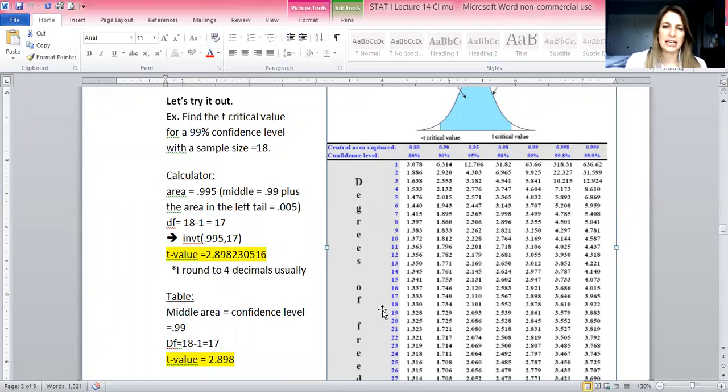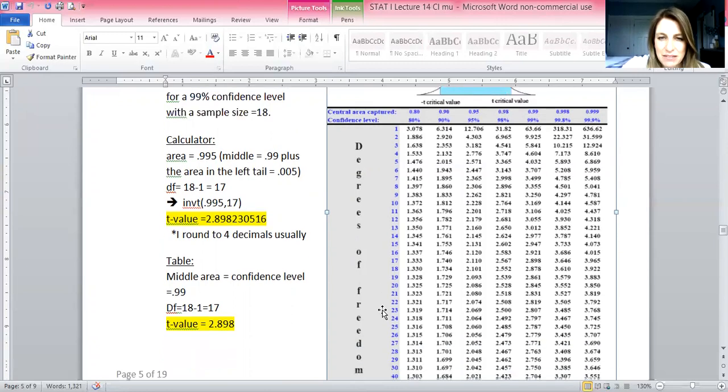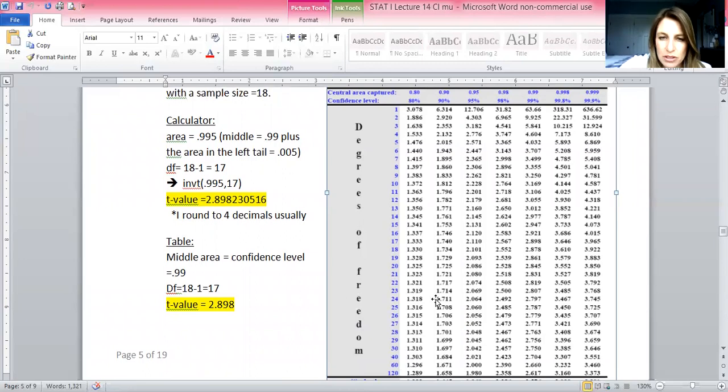I have a 99% confidence level with a sample size of 18. Now remember, sample size is n. I need n-1. So I'm going to look at 17 for degrees of freedom. But I'm looking at the 99% confidence level. So if I use my table, I'm going to look at the third one in from the right side. It says 0.99 right below 99%. And I'm going to read down to 17 here. And when I'm looking here at 17 and 99, I get 2.898.